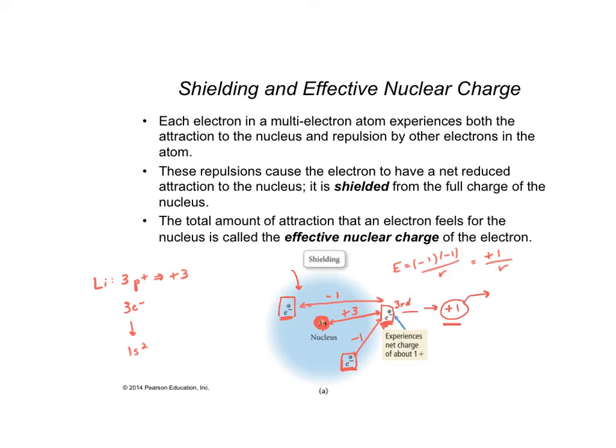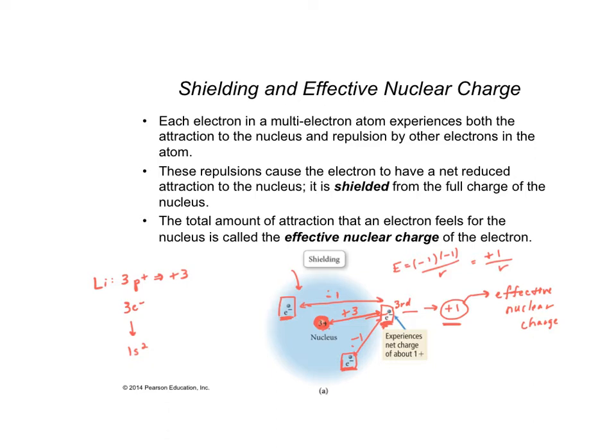We call this +1 something called the effective nuclear charge, right? So this electron effectively only feels a +1 pull from the nucleus, even though the nucleus has a full nuclear charge of +3, okay? So effective nuclear charge is the attractive force that this third electron feels because of the presence of these two repulsive electrons. Okay, so that's not great. If this electron could somehow get really close to the nucleus, then it would be able to feel the full pull of the nucleus, which would be nice and stabilizing with respect to electrostatic potential energy.